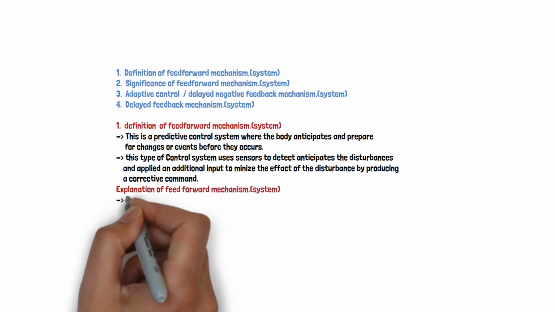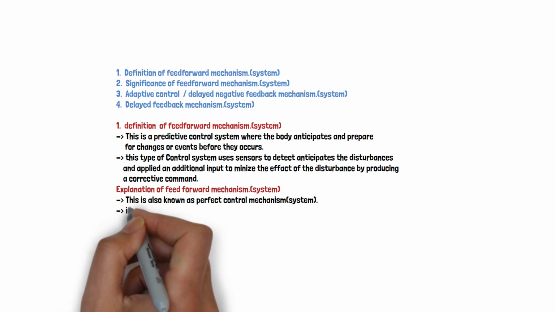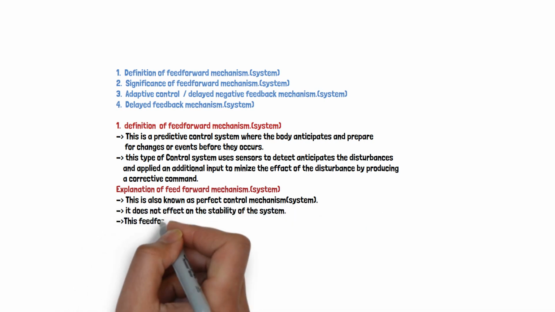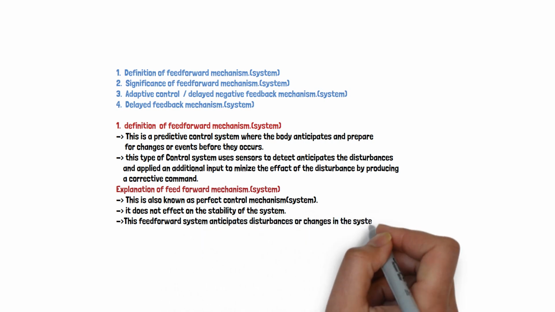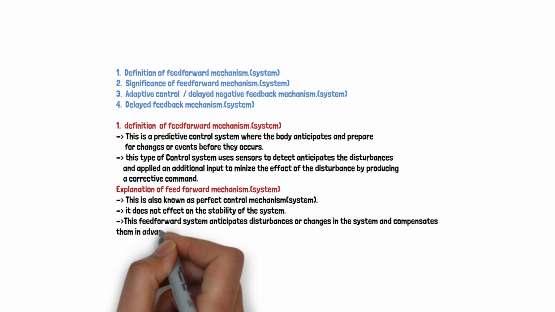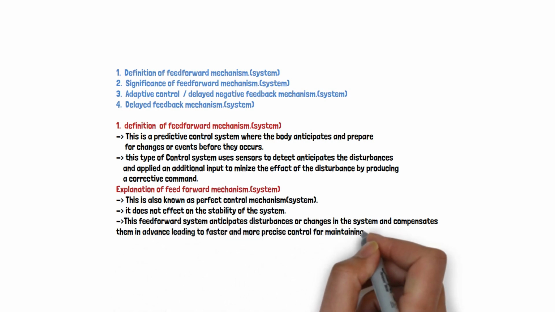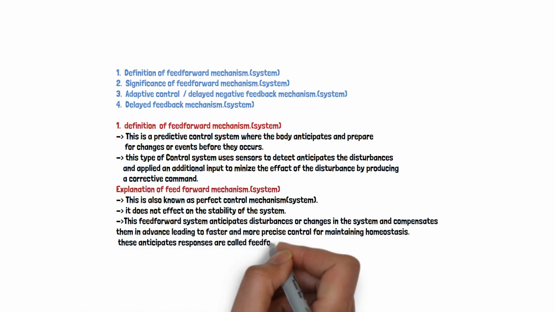Explanation of feed-forward mechanism system. This is also known as the perfect control mechanism system. It does not affect the stability of the system. This feed-forward system anticipates disturbances or changes in the system and compensates for them in advance, leading to faster and more precise control for maintaining homeostasis. These anticipatory responses are called feed-forward control.